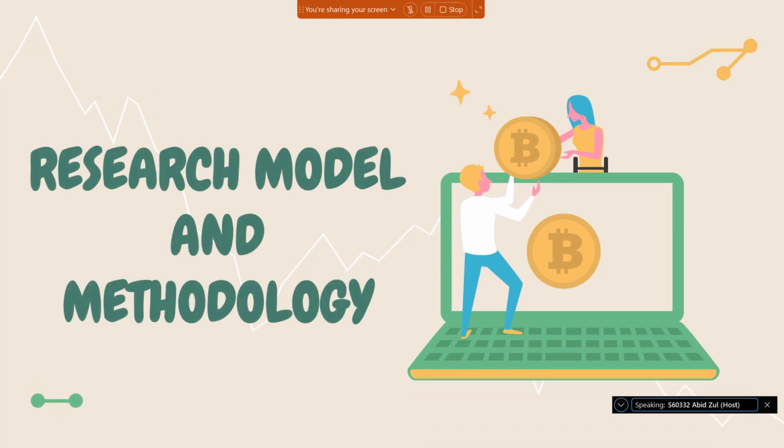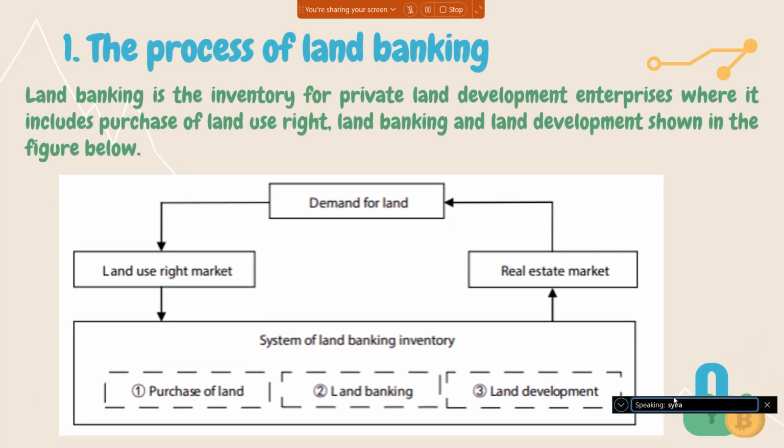Research model and methodology. First, the process of land banking. Land banking is an inventory for private land development enterprises, where it includes purchase of land use right, land banking, and land development, shown in the figure below. First, we have the demand for land, then the land use right market. And then we have the system of land banking inventory, where first is purchase of land, second land banking, third land development, and then the real estate market, and the cycle is continuous as you can see in the figure.